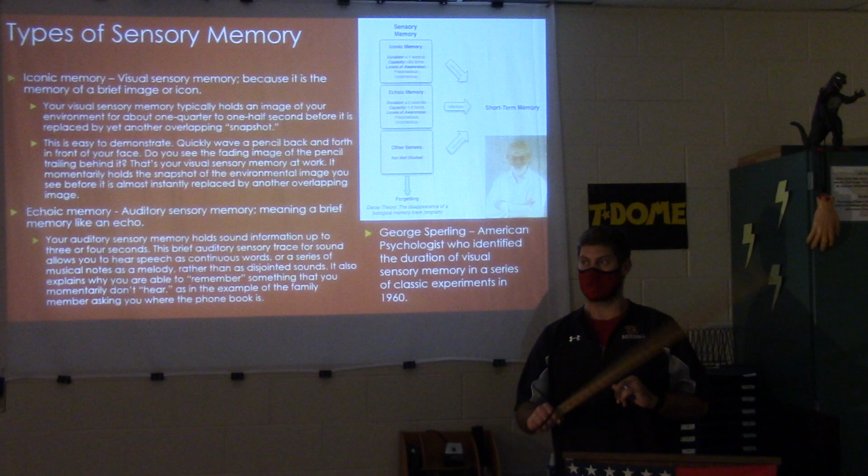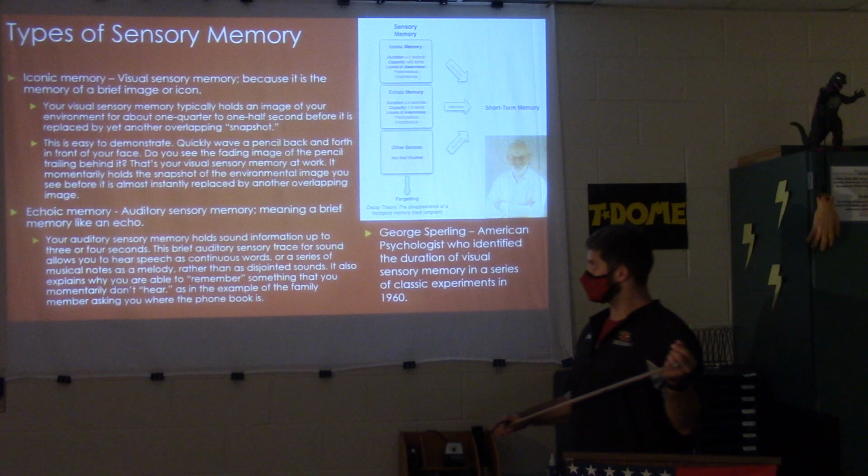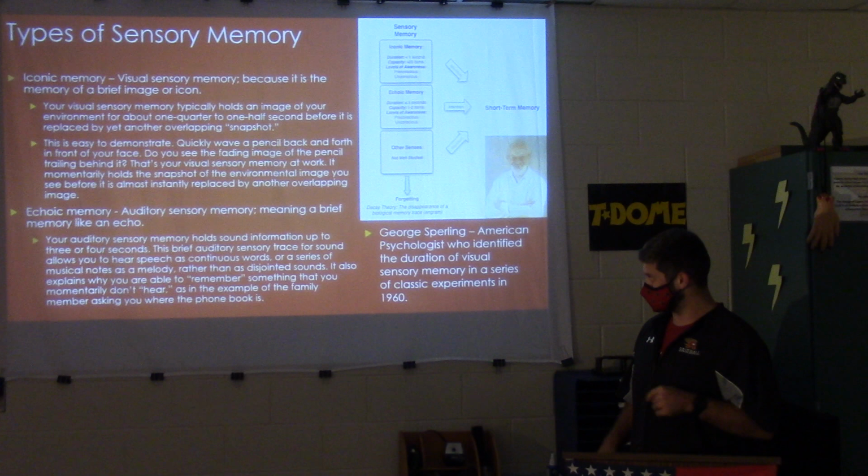It can trail itself. So again, quickly wave a pencil back and forth in front of your face. Do you see the fading image of the pencil trailing behind it? That is your visual sensory memory at work. It momentarily holds a snapshot of the environmental image you see before it's almost instantaneously replaced by an overlapping image.